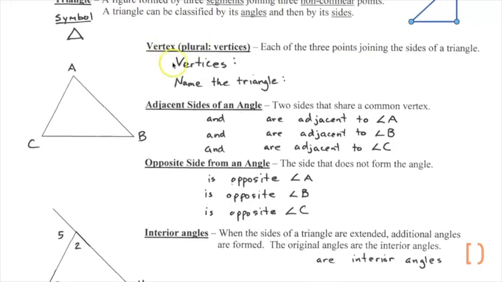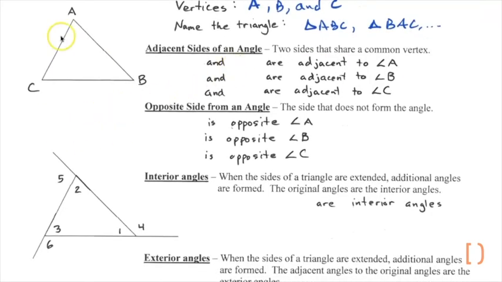For example, if I want to find the vertices of a triangle, just to name the angles of that, my vertices are A, B, and C. And then if we want to name this triangle, we'll use a symbol, and then we'll just put the three vertices. You could do triangle ABC. You could also do triangle BAC, and so on. All the different permutations of ABC.